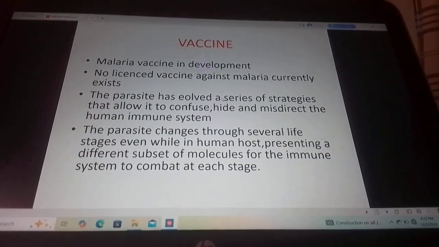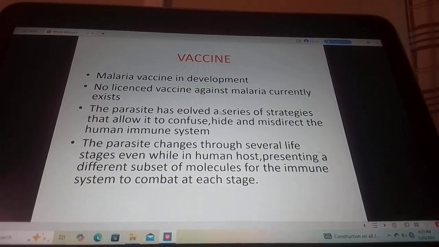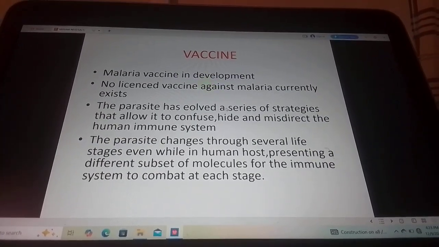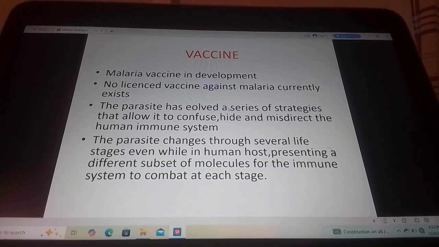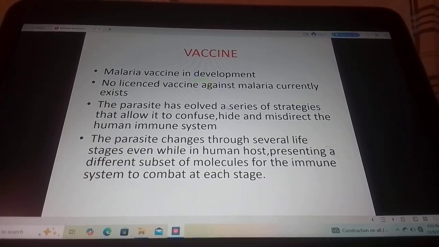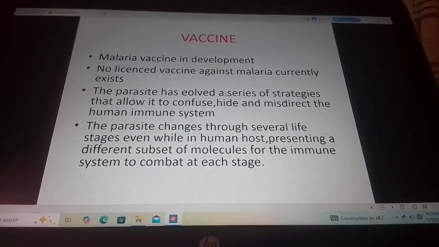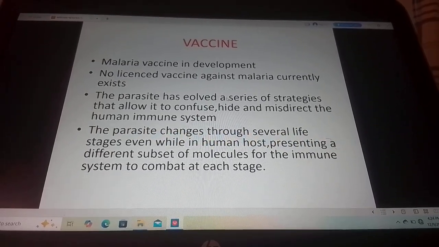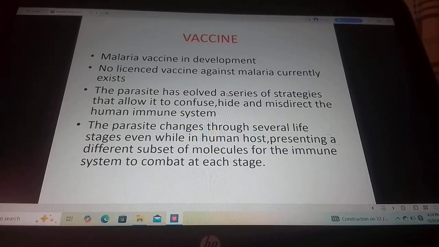To finish off, the malaria vaccine is still in development, so there is no licensed vaccine against malaria. The parasite has evolved a series of strategies that allow it to confuse, hide, and misdirect the human immune system. The parasite changes through several life stages, even while in human hosts, presenting a different subset of molecules for the immune system to combat at each stage.